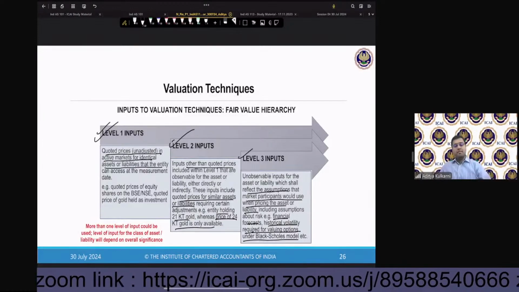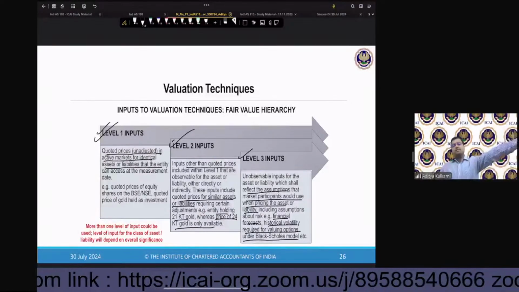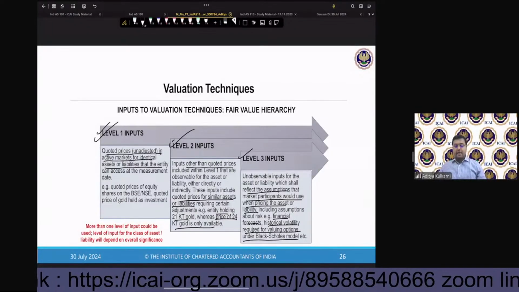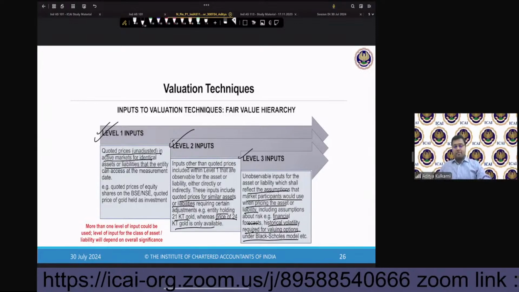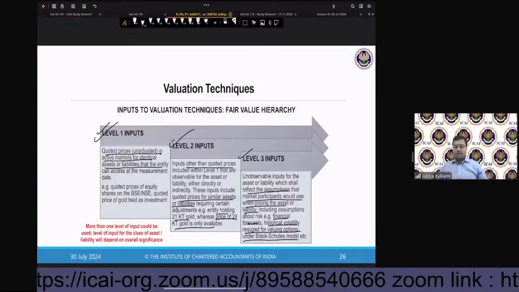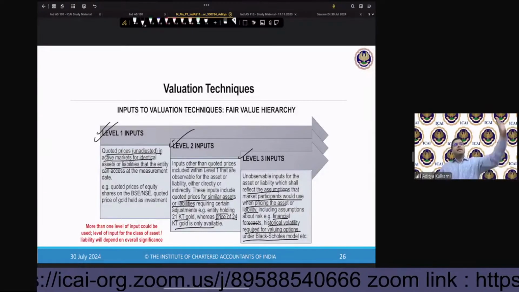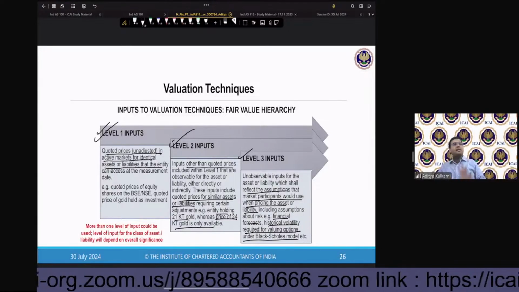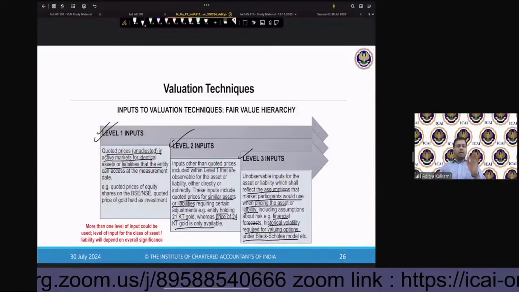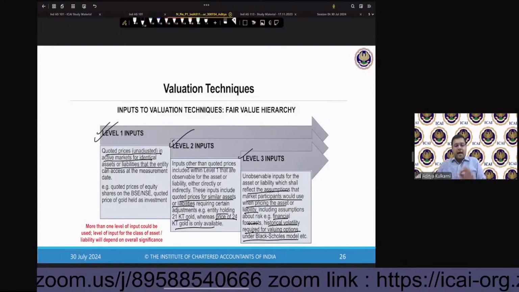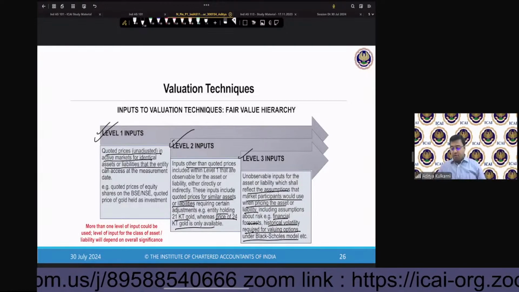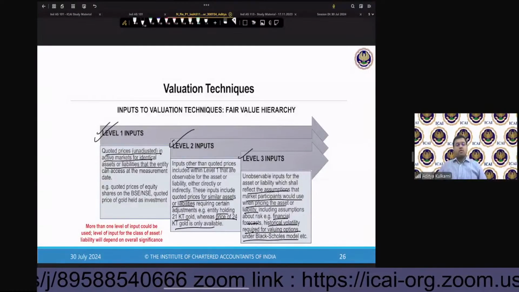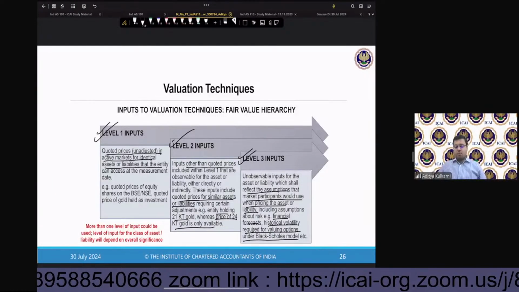So level 1 input, there is a market price, take that only, for identical assets or liabilities. So that is level 1. Level 2, we take available prices and do some small adjustments. Level 3, totally subjective, purely based on your assumptions. There is a high chance of bias, and therefore you will be pretty careful with level 3.